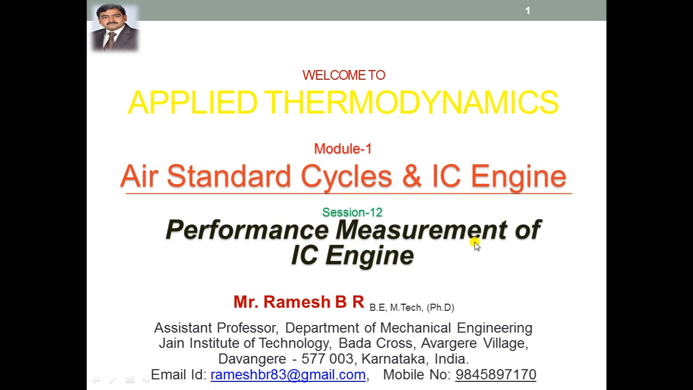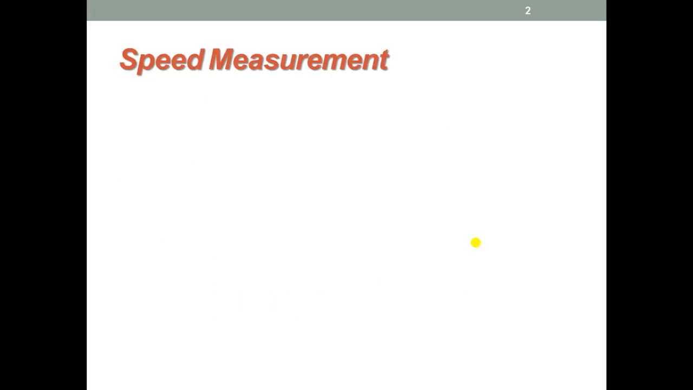During this session, we will come across measurement of different performance parameters of internal combustion engine. Moving further, we will see one by one. The first one is speed measurement. There are different speed measuring devices available. They are mechanical tachometer, electrical tachometer and a revolution counter.